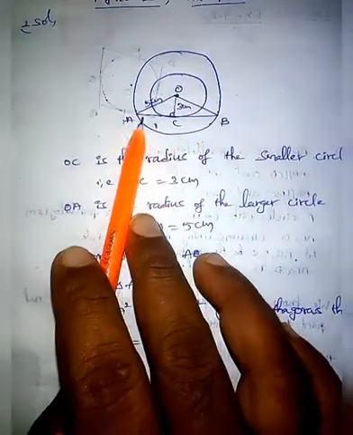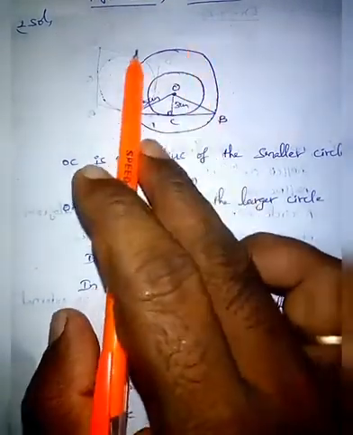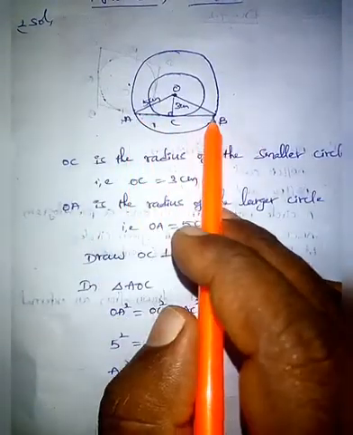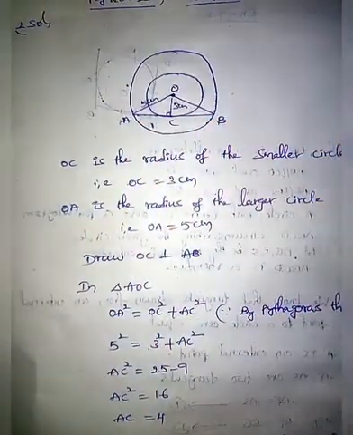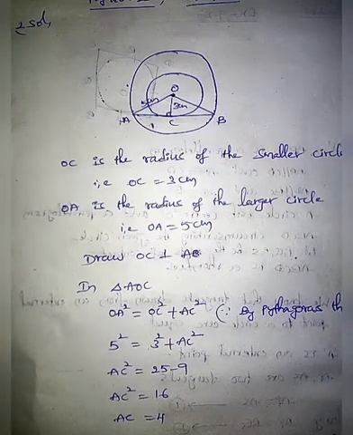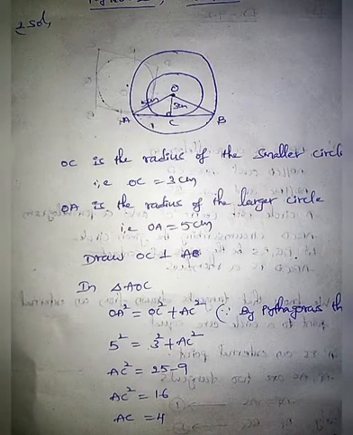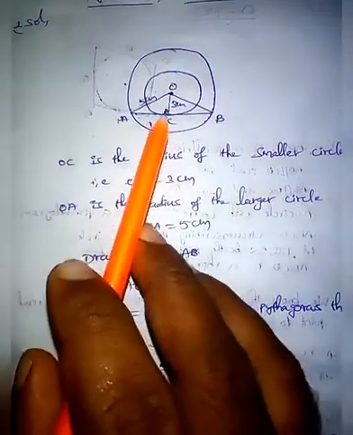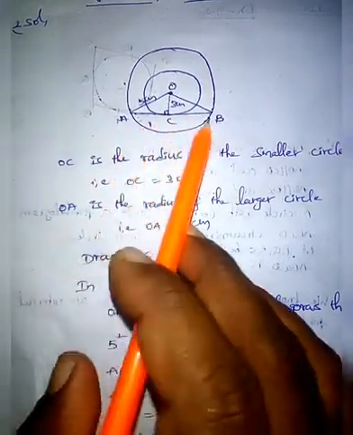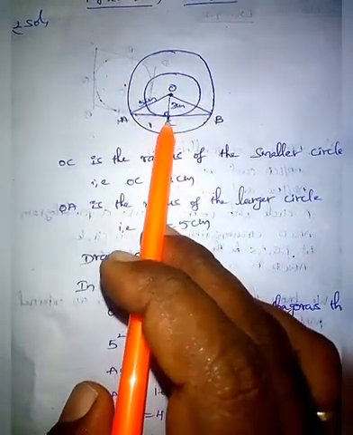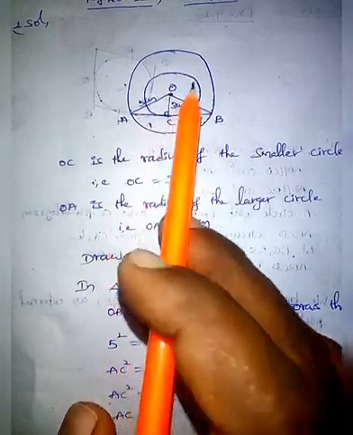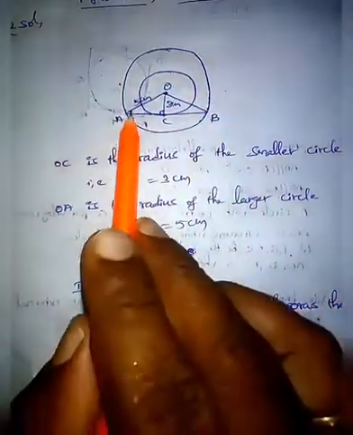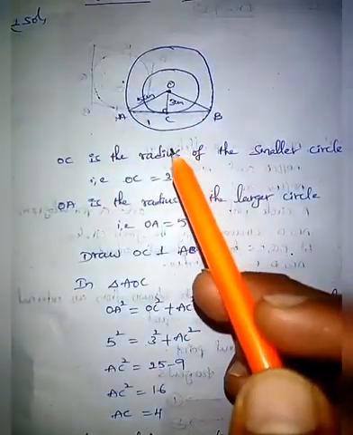And here AB is the chord of the larger circle. This is the larger circle and this is the chord of the larger circle. You know that chord means the line joining any 2 points on the surface of the circle. So that's why AB is the chord of the circle, and this chord touches the smaller circle at point C. We have to find the length of this chord AB.